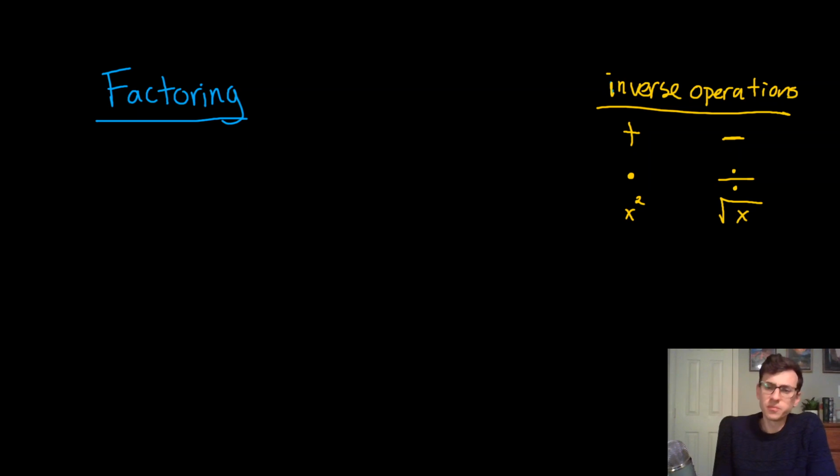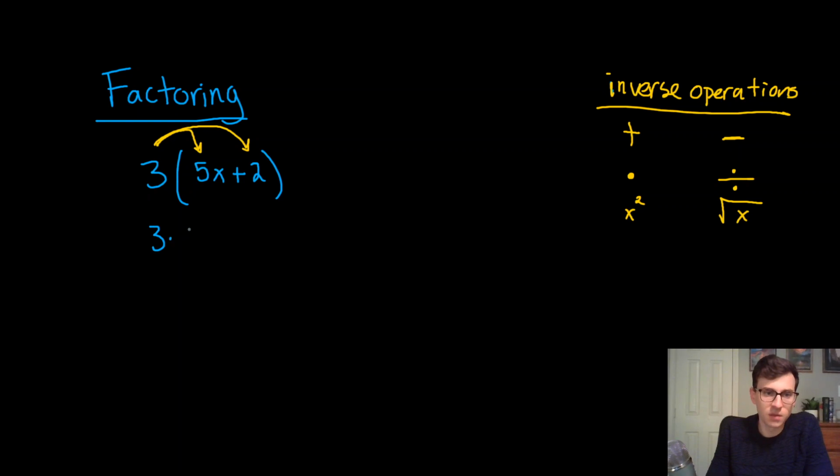So let's do an example. Let's distribute something and then see if we can undo that distribution, right? Do the opposite of distributing. So what if I have this? 3 times 5x plus 2. How would I distribute the 3 here? Well, I would take the 3 and I would do 3 times 5. And I would also do 3 times 2.